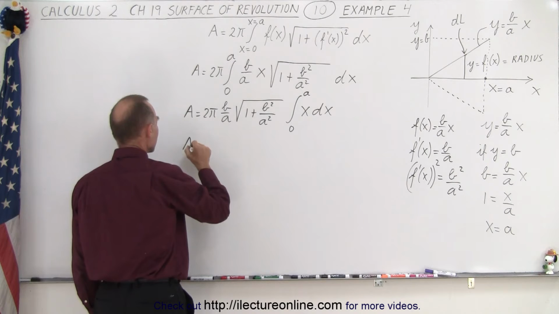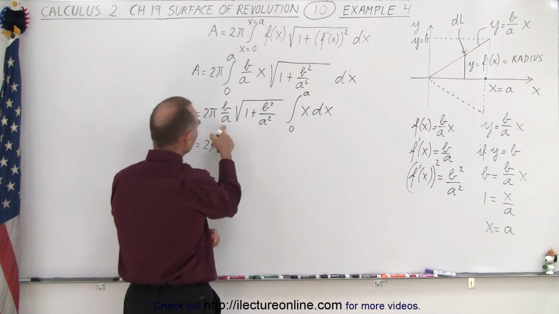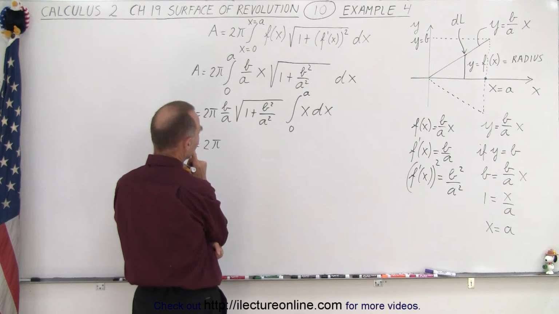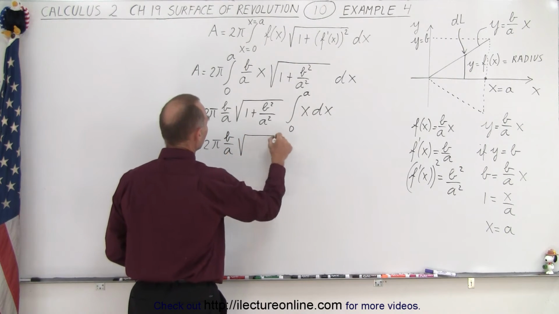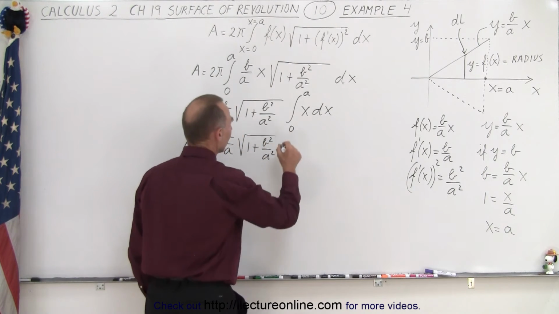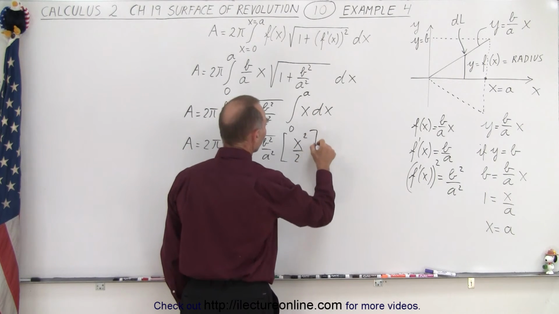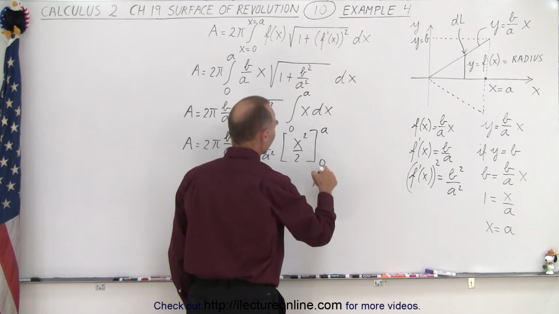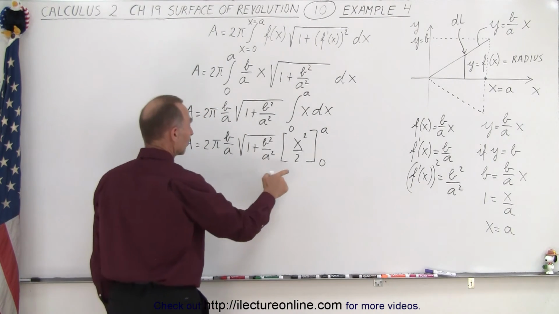So we end up with A is equal to 2 pi. Now, could we multiply that in here? We could, but I don't think we need to. So b over a times the square root of 1 plus b squared over a squared. And then when we integrate this, we get x squared over 2, evaluated from 0 to a. Of course, when we plug in the lower limit, we get nothing. Plug in the upper limit. Well, let's see what happens.